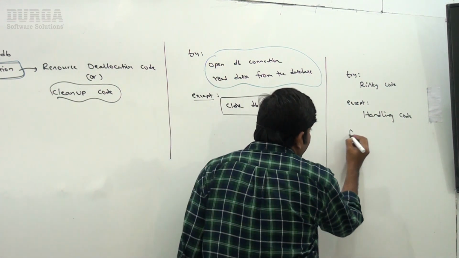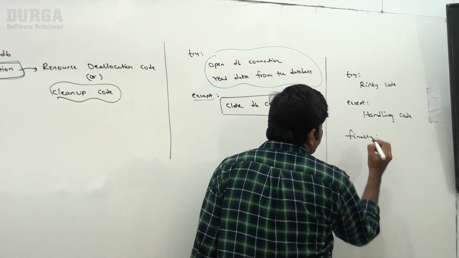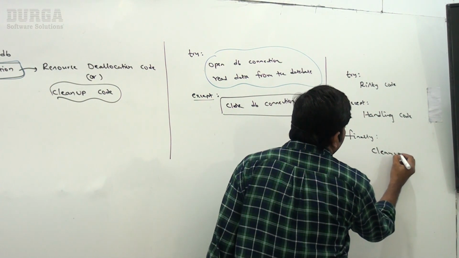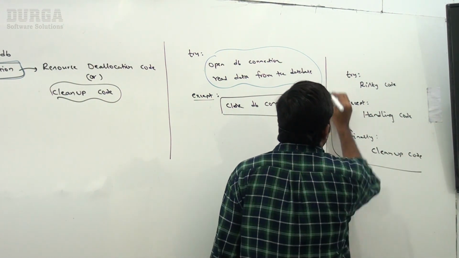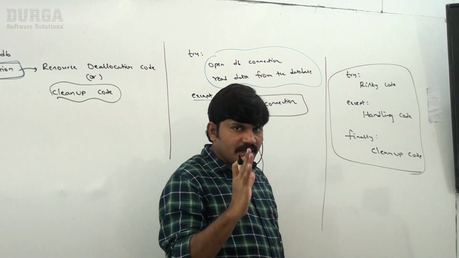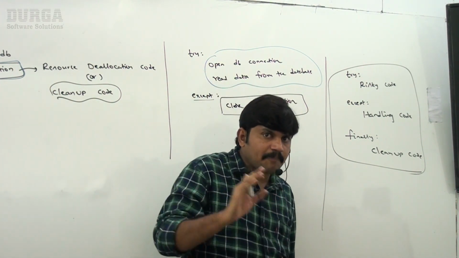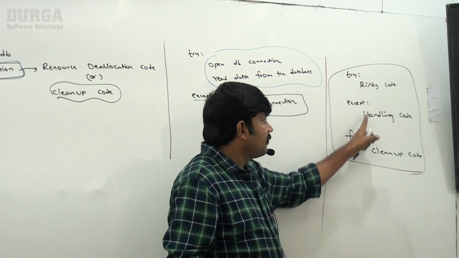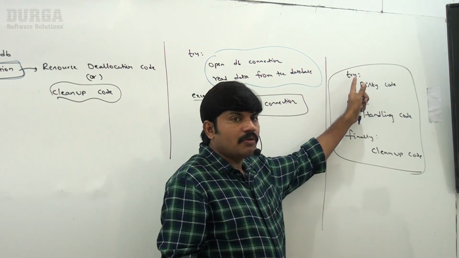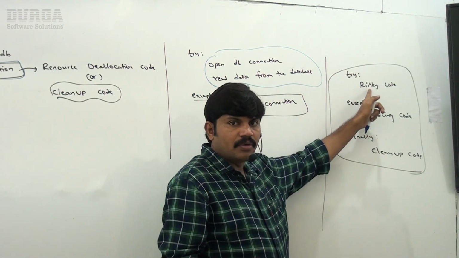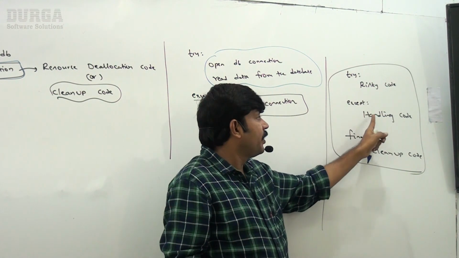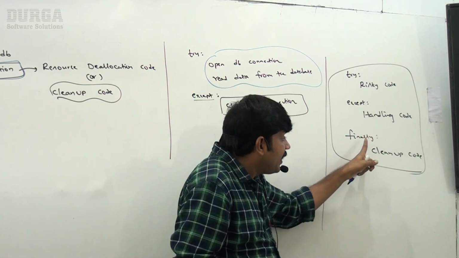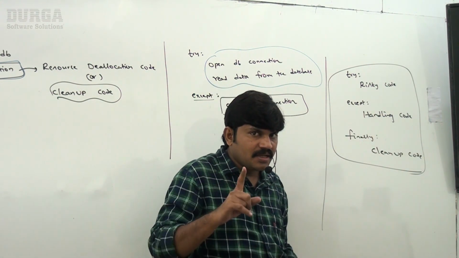Next, inside the finally block, which code do we have to take? Cleanup code. Okay, cleanup code. Now, so three blocks, three purposes. So the purposes are completely different. Try, to maintain risky code. Except block, to maintain handling code. Finally block, to maintain cleanup code.